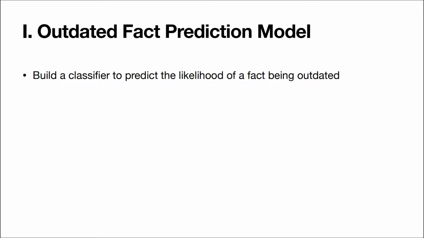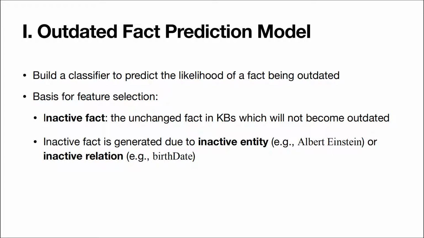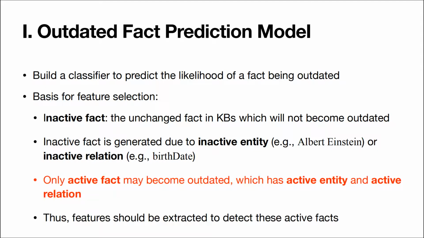In the first phase, we try to build a classifier to predict the likelihood of a fact being outdated. We notice that many facts in the knowledge bases never change, which are called inactive facts, and will not become outdated. An inactive fact is generated due to an inactive entity or relation. For example, all facts related to Albert Einstein are inactive facts, and Albert Einstein is an inactive entity. Birth date is an inactive relation since the objective entity of this relation never changes, no matter what the subjective entity is. Only an active fact may become outdated, which has an active entity and relation. Thus, features should be extracted to detect active facts.